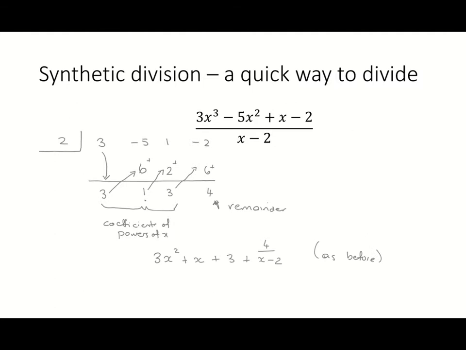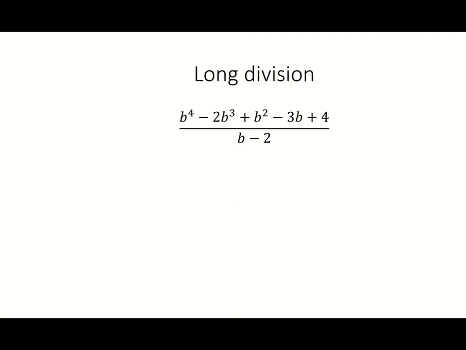Hardly any working at all, much simpler, much quicker. Let's do another example, this time by synthetic division. Starting off with the little box, I'm going to put in there 2, because b equals 2 will make the bottom line 0. Then we're going to put the coefficients 1, -2, 1, -3, 4, leave a gap, put a line, bring down the 1, and then 1 times 2 will give us 2.